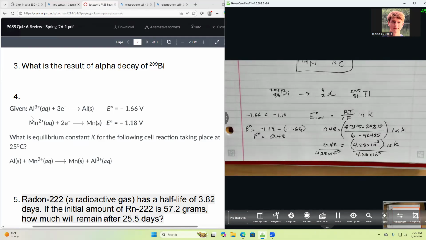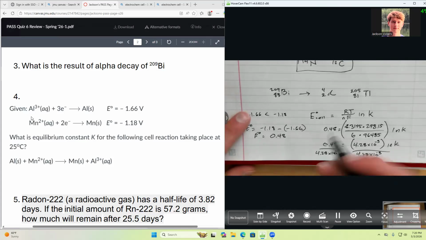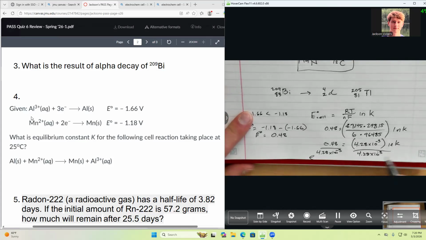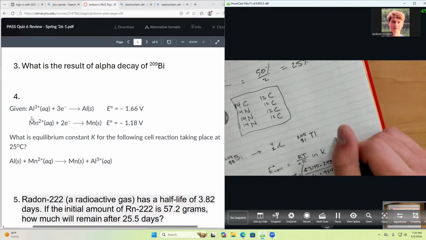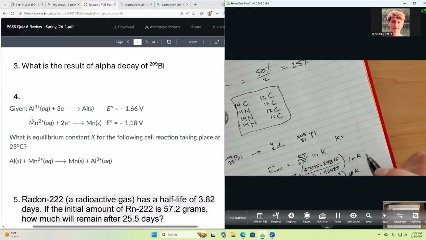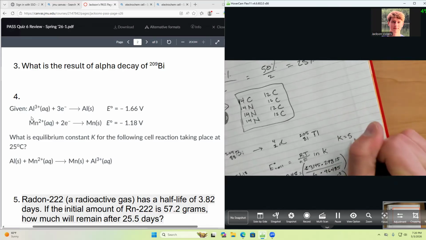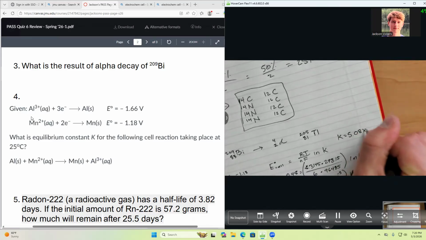And then once we've done that, how do we get rid of ln? Base e. Yep. So we'll put this whole thing as the base e, so e cancels out the ln here. And so the final answer we're going to get is K equals 5.08 times 10 to the 48.